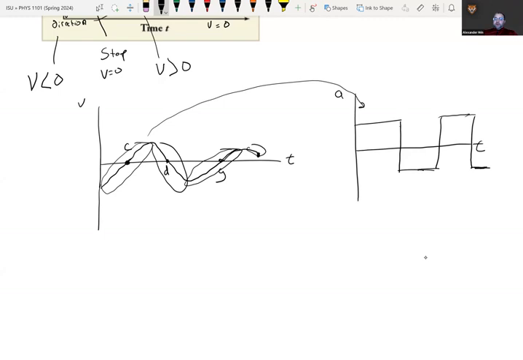Okay, so that's one of the things I wanted to show you. Now, the last graph I wanted to introduce is a velocity-time graph. It's helpful again to interpret what's going on.